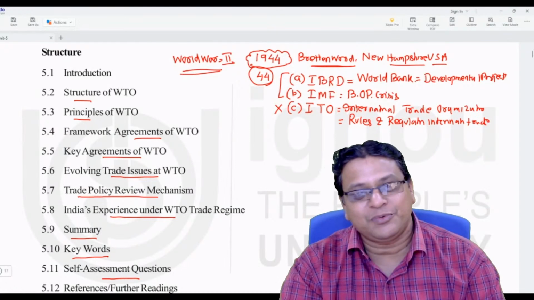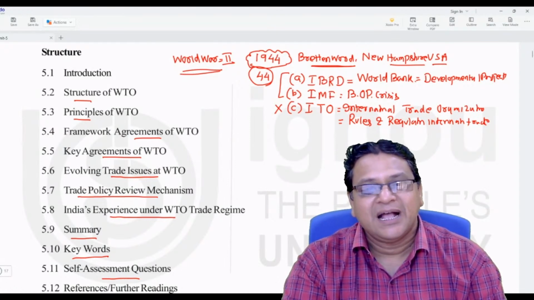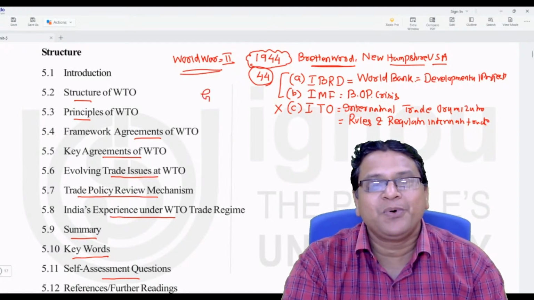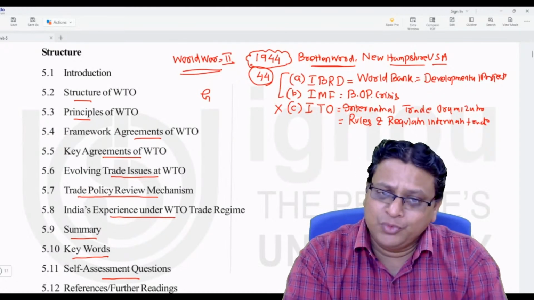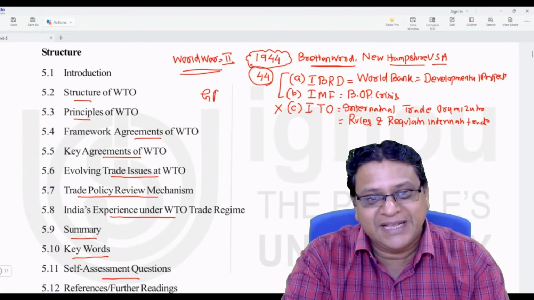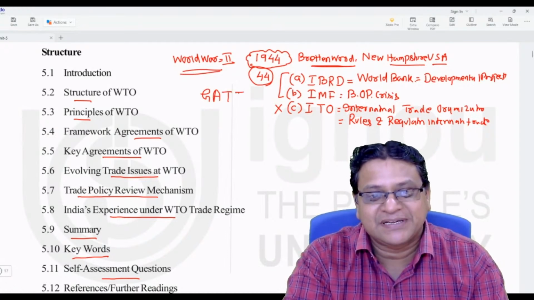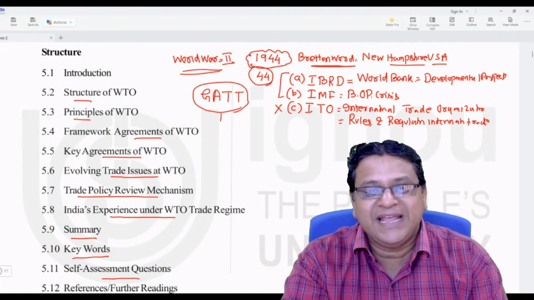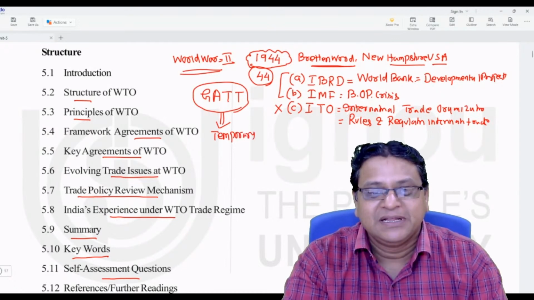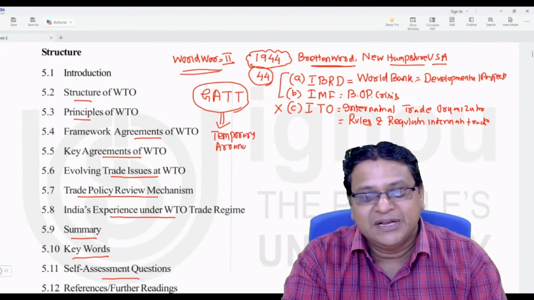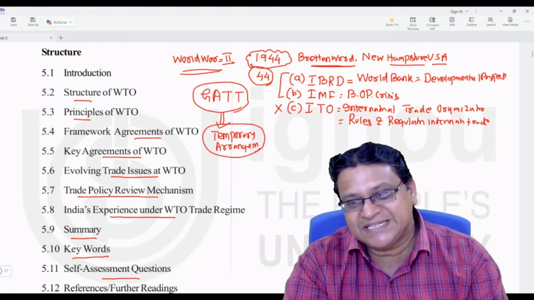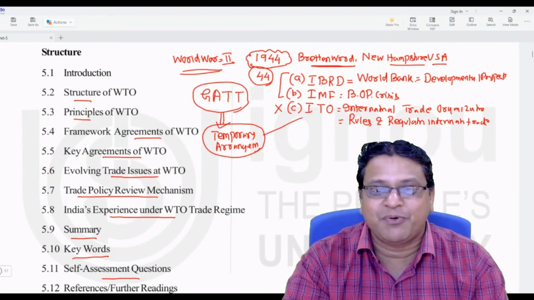As ITO could not be formed, the countries later on decided to make a temporary arrangement or temporary agreement within the framework of which the international trade will take place. That temporary agreement is known as GATT agreement. So GATT is a temporary arrangement. So why was GATT made? GATT was a temporary arrangement. The countries decided to frame GATT, which will be in existence till ITO is formed.